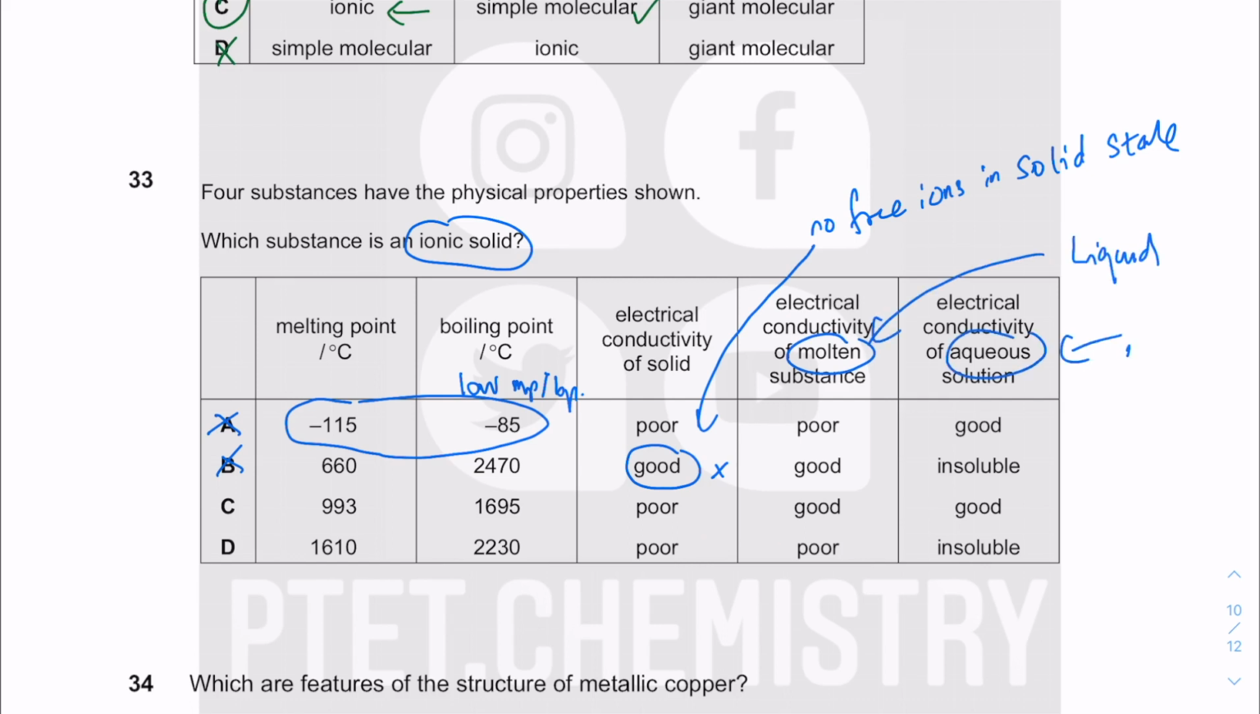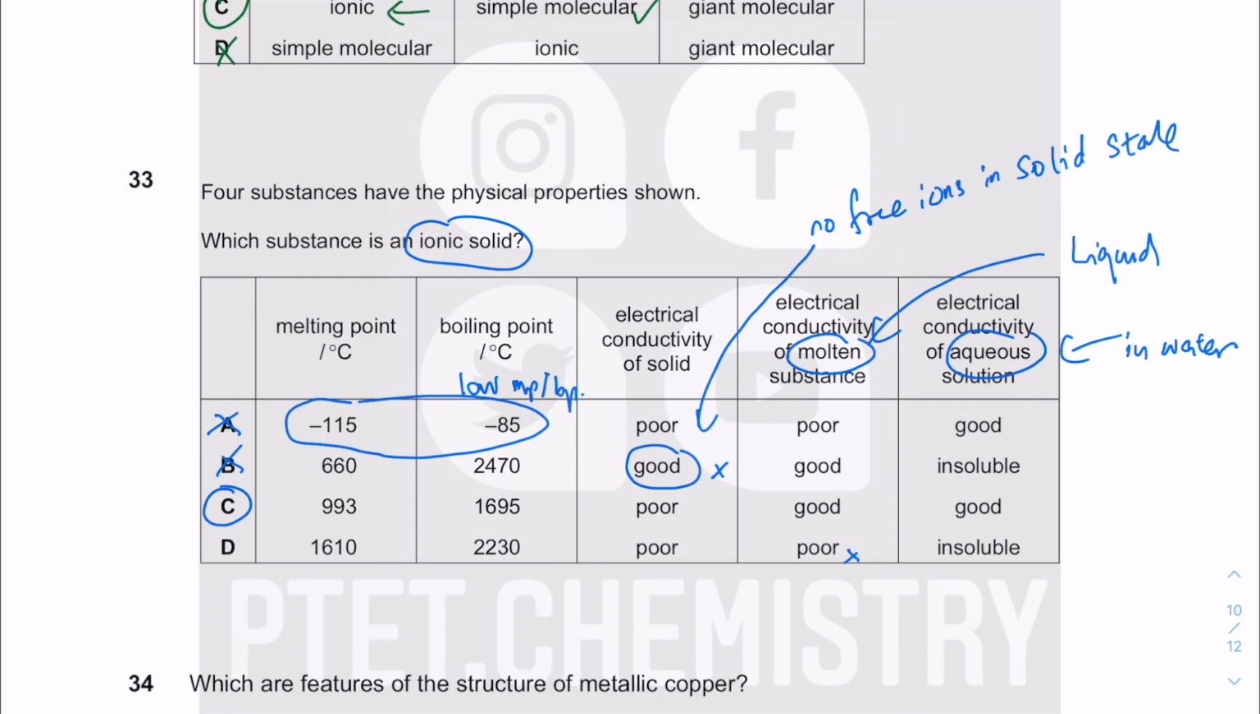Aqueous means in water. Most ionic compounds are soluble in water, and of course, when ionic compounds are liquid, the ions are free to move because they can slide past each other. So poor electrical conductivity when it's molten does not tell you it's an ionic solid. In fact, from there already I can tell C must be the answer.